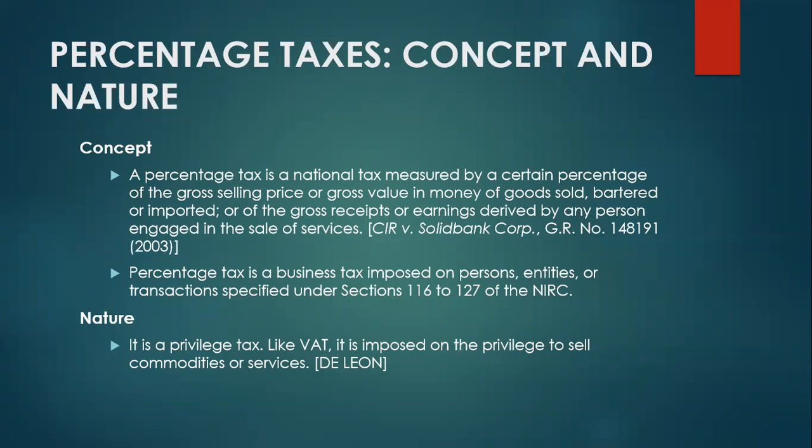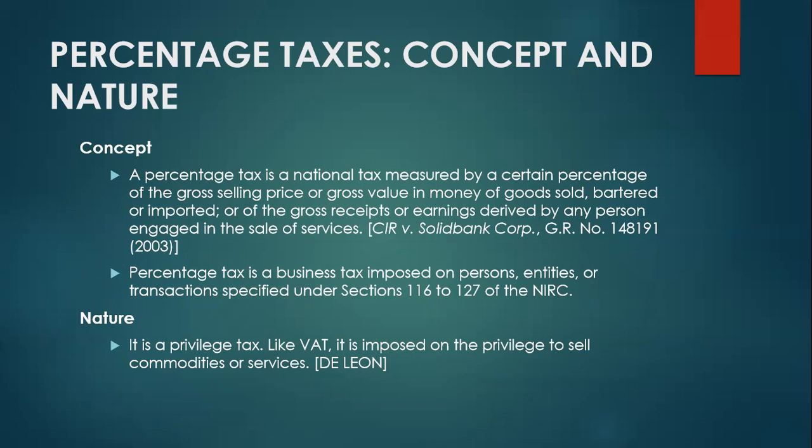So a percentage tax is a national tax measured by a certain percentage on the gross selling price or gross value in money of goods sold, bartered, or imported, or on the gross receipts or earnings derived by any person engaged in the sale of service. So this is supported in the case of CIR versus Solid Bank, GR number 148191, 2003. Also, percentage tax is a business tax imposed on persons, entities, or transactions specified under Section 116 to 127 of the National Internal Revenue Code.